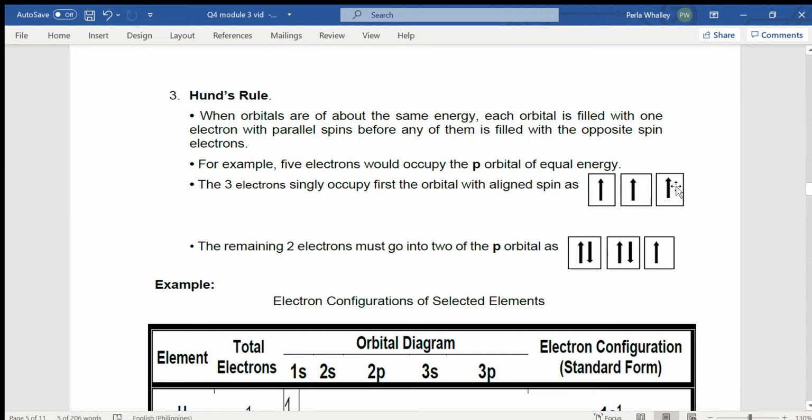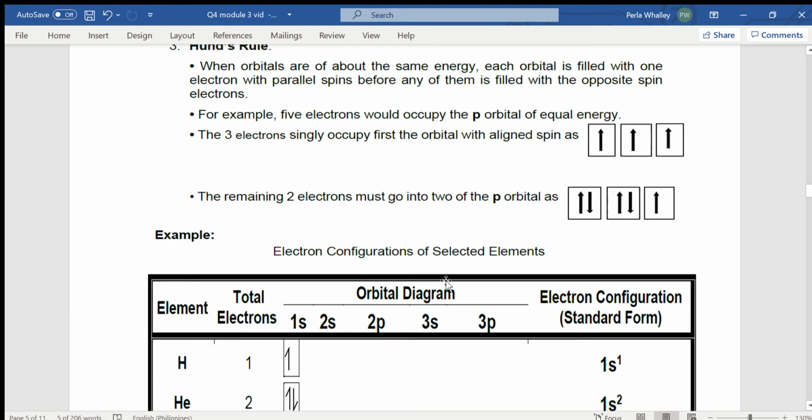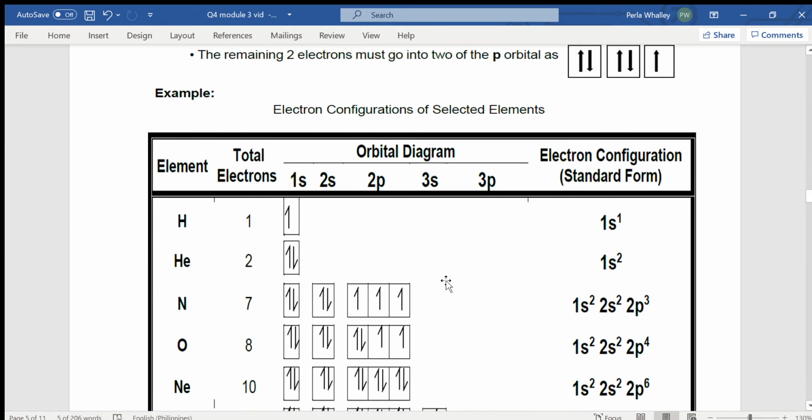Spin can be what? Clockwise or counterclockwise. The remaining 2 electrons must go into the p orbitals as well. They will pair on the first box and pair again on the second box. So that means the last electron that enters the orbital is this one here.